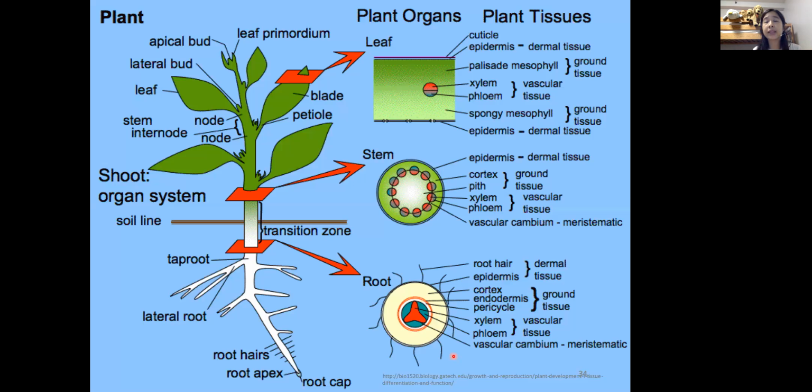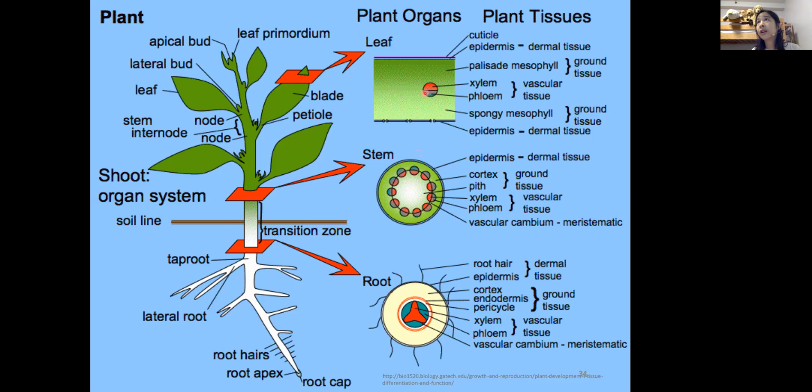So if you look at this picture, you see the whole plant, and the above ground is the shoot system. The lower part of the ground is the root system. And if you make a cut at each organ of the plant, the leaves, the stem, and the root, you will see three different plant tissues, beginning with dermal tissue, epidermis right here, and epidermis at the lower part of the leaves. Same thing goes for stem epidermis and root epidermis.